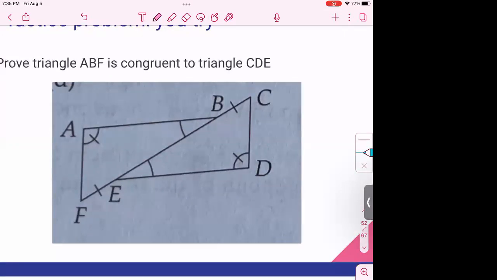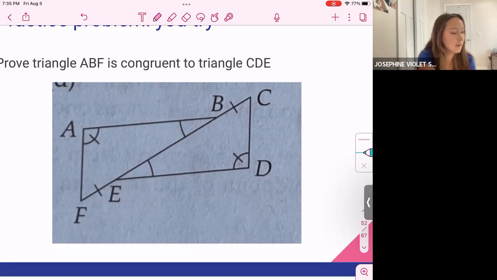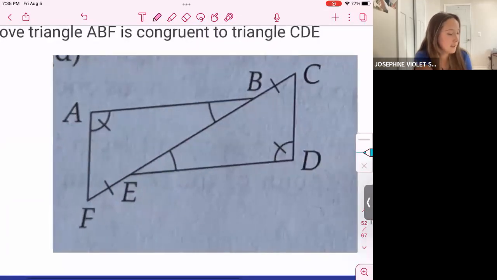That would be, what would it be called again? AAL, I think. Yeah, it would be AAS. Gorgeous. Thank you so much. So yeah, exactly right. We know angle A is equal to angle D because of this. We know that angle B is equal to angle E.